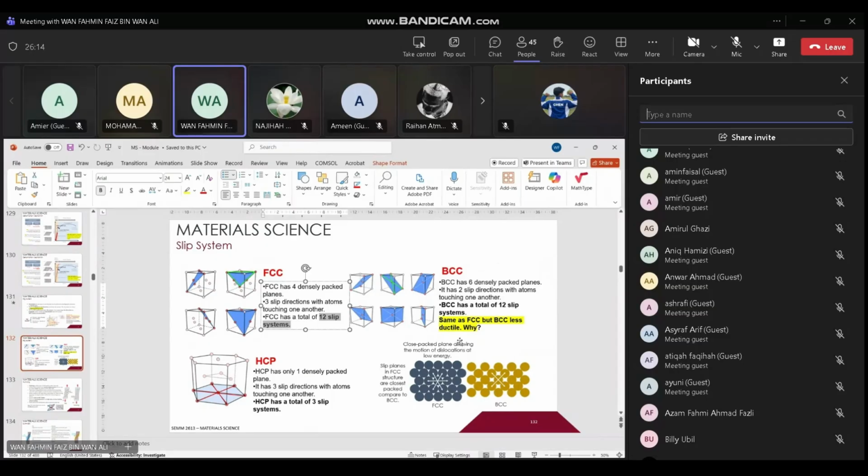But somehow, why is FCC for this case more ductile compared to BCC? It's softer than BCC, right? To explain this, we view it from the perspective of the packing factor itself. We call it a close-packed structure. In FCC, most of the atoms are touching each other, so it is much easier for the atoms to move.